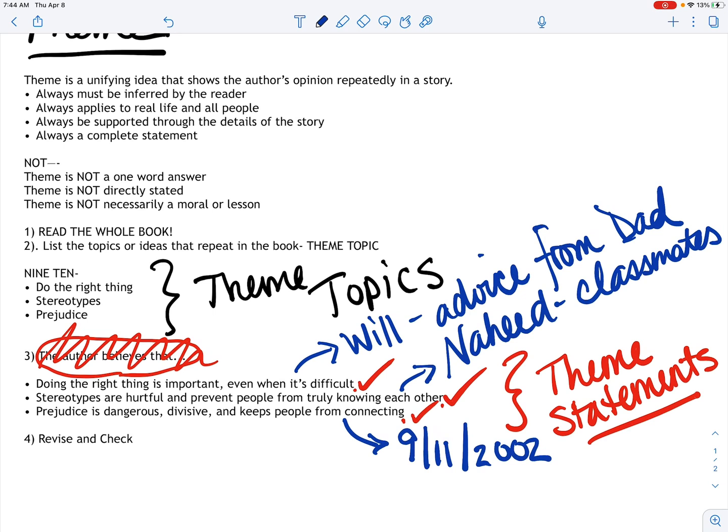Here's your challenge. I need you now to work with a partner and talk through a theme for The Outsiders. So start off by brainstorming topics, things that repeat in the book. Then you are going to try to turn those topics into theme statements by using the sentence starter, the author believes that. And then you are going to come up with complete sentences that you have revised and checked. Make sure you do that part to make sure that the evidence from the story actually supports what you've come up with. So I'm going to give you a little bit of time to do this, and then we're going to discuss them as a whole class.